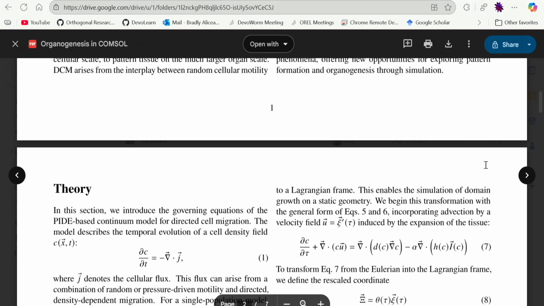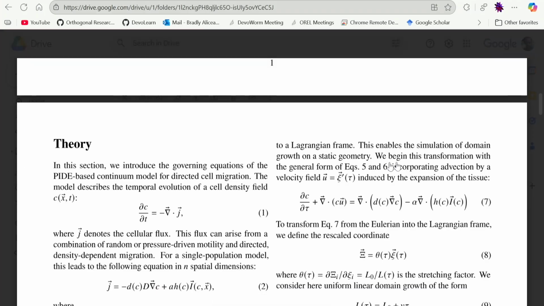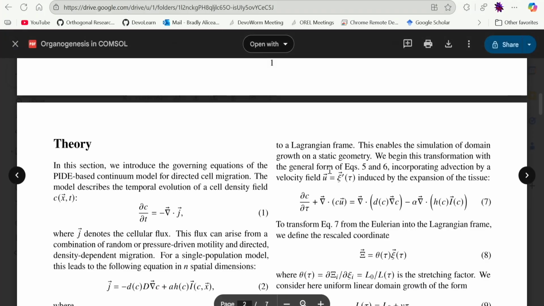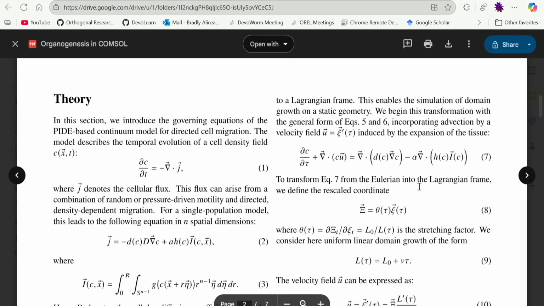So that's kind of where they come up with this idea of making it into Lagrangian. This enables a simulation of domain growth on a static geometry. We begin this transformation with the general form of equations 5 and 6, which we saw, by incorporating advection by a velocity field, u vector, induced by the expansion of the tissue, and then this is the equation for that.